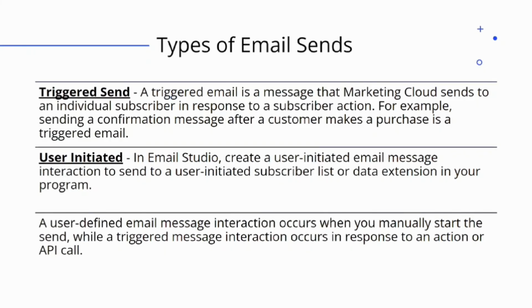For that, we would use triggered sends. Triggered sends are automated, which work with APIs. That component we will see later, while we are working with automation and Journey Builder, then we will see how to work with APIs. So user initiated sends are the sends which we deliver manually. Triggered sends are the sends which are triggered automatically within a fraction of seconds.